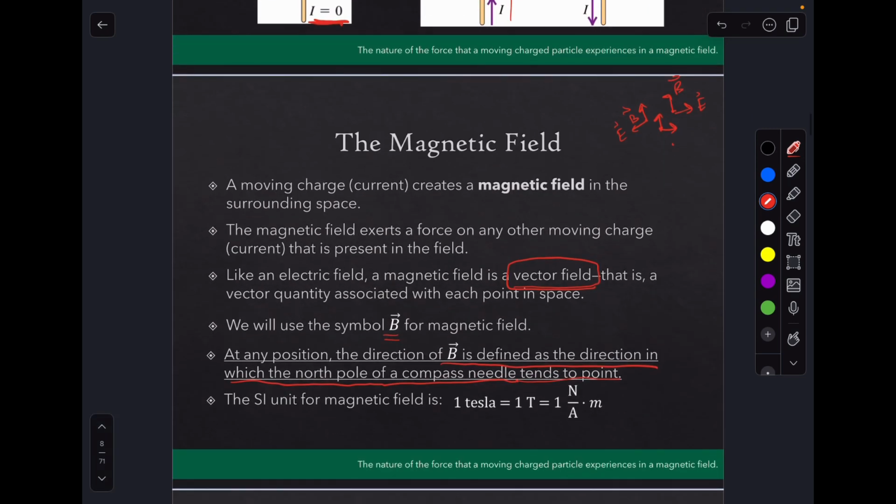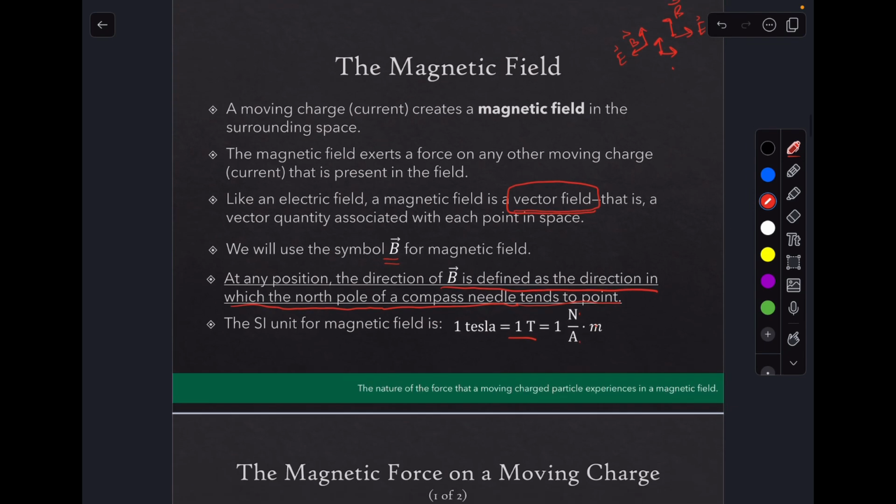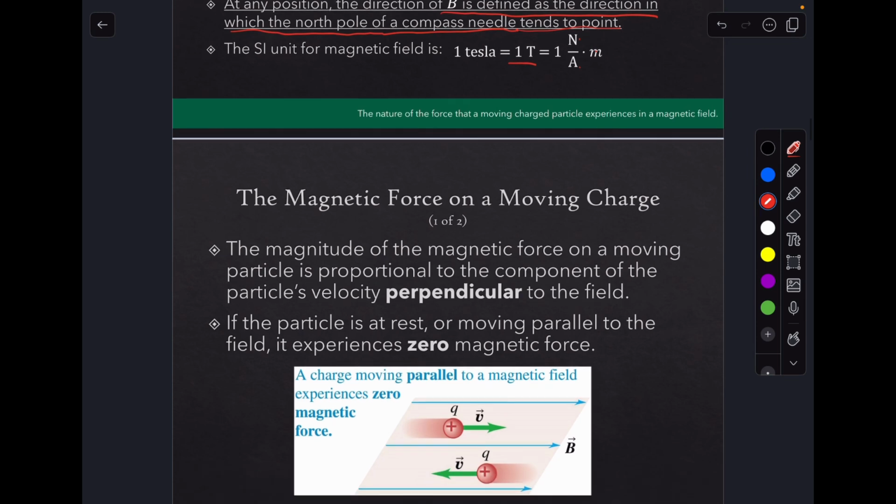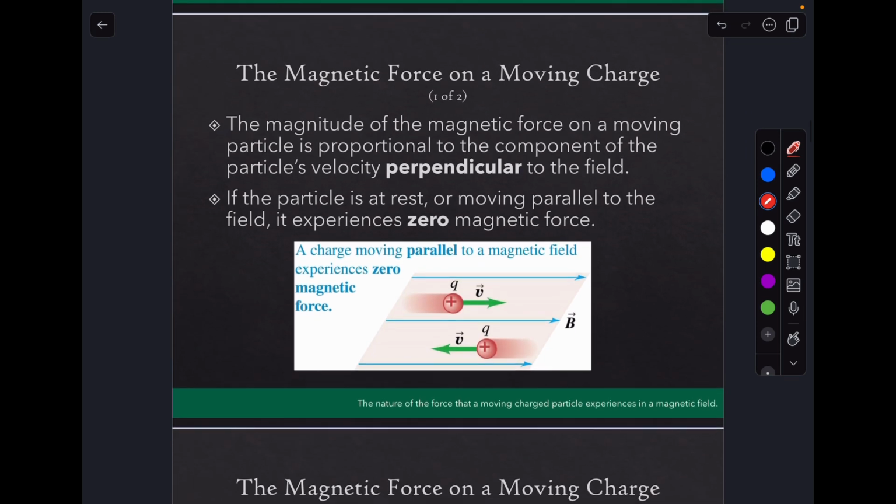So the direction that the B field points is the direction that the north pole of a compass needle would point, okay? The unit for magnetic field is the Tesla, okay? 1 T. And the Tesla can be written in SI units as a Newton meter over ampere. So let's do some more observations, okay, before we get into the math.